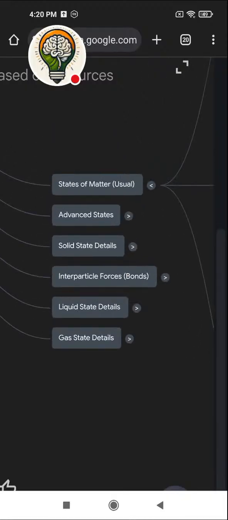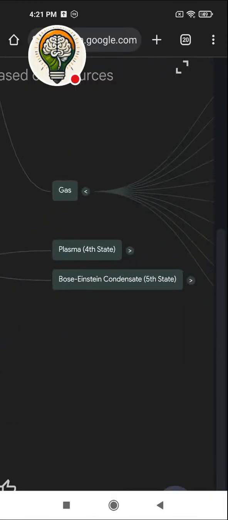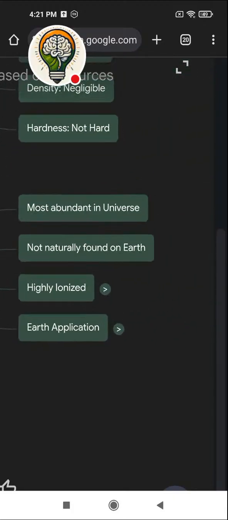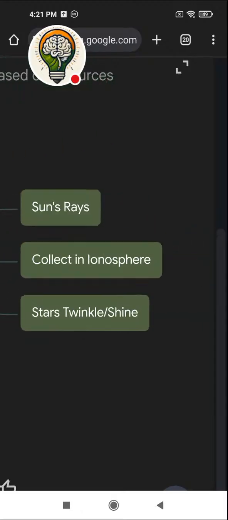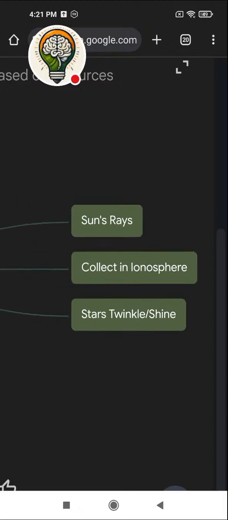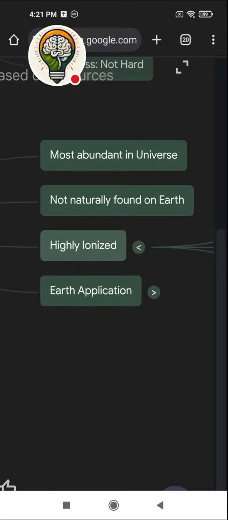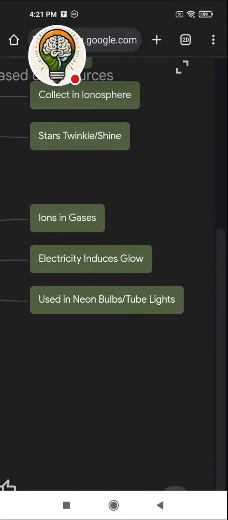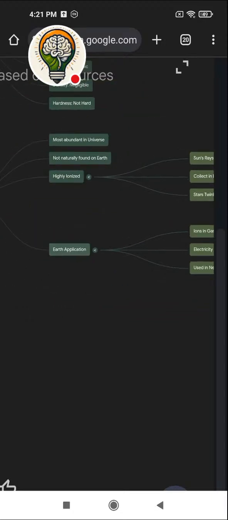Then the advanced states of matter. So the fourth state is plasma. Plasma is the most abundant state in the universe, not naturally found on Earth. It is highly ionized, like the sun's rays collecting in the ionosphere and stars twinkling and shining. Then the Earth application: ionized gases, electricity-induced glow, used in neon bulbs and tube lights.